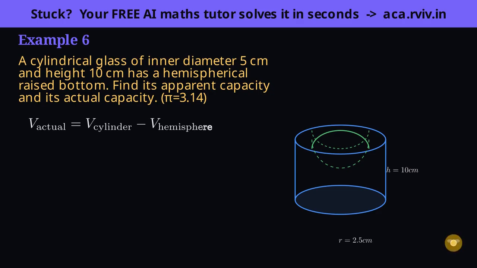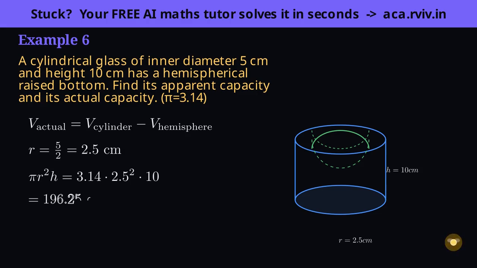So actual equals cylinder minus hemisphere. The inner diameter is 5 centimeters, inner, because it's the drink inside we care about, so the radius is half, 2.5. Apparent capacity first, the whole cylinder as if the base were flat, πr²h, substitute π as 3.14, radius 2.5 squared, height 10. That evaluates to 196.25 cubic centimeters, the drink the glass pretends to offer.